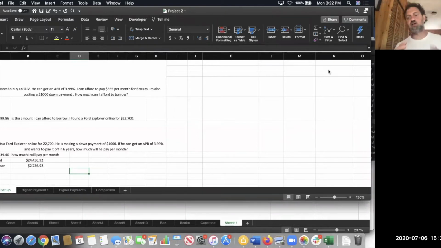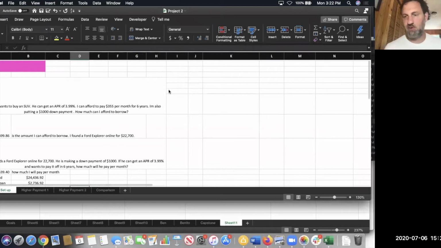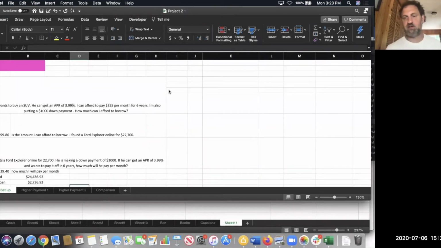And just to try to describe the flow of the project to you, you're going to start with the responsible borrowing concept and say to yourself, I want to buy this thing. This is the interest rate I think I can get. This is how much I think I can afford to pay. This is how long I want to do it for. How much can I afford to borrow? You have to use an Excel formula to answer that question.